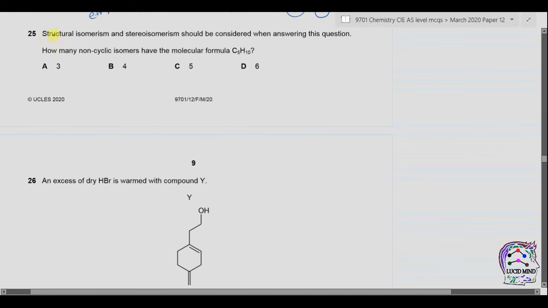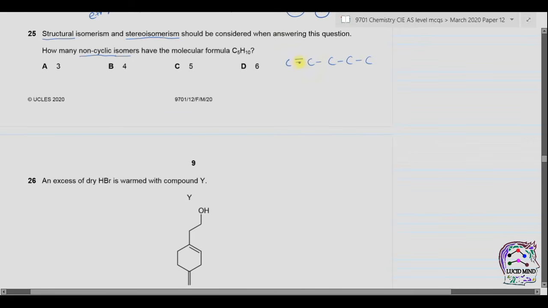Question number 25. Structural isomerism and stereoisomerism should be considered when answering this question. How many non-cyclic isomers have the molecular formula C5H10? So let's find out. C5H10 means it is an alkene because the formula is CnH2n. So this alkene has 5 carbon atoms.